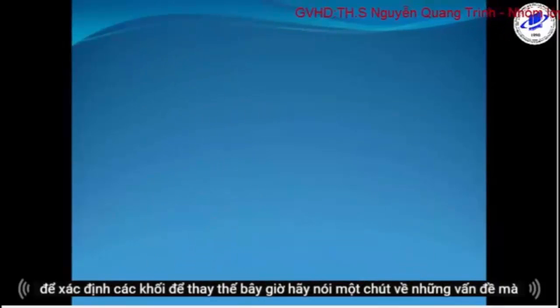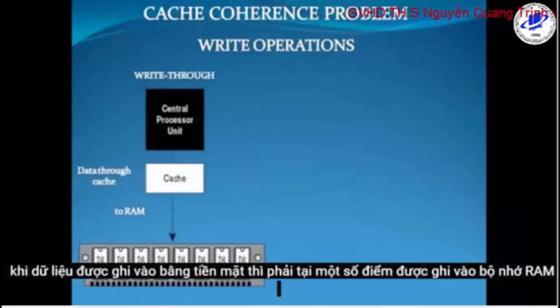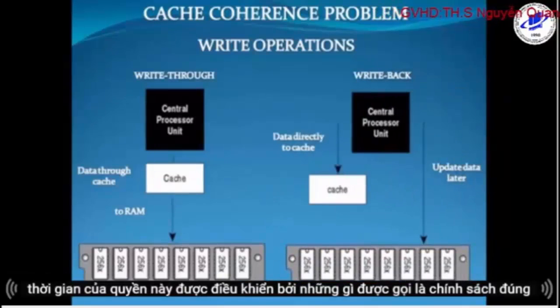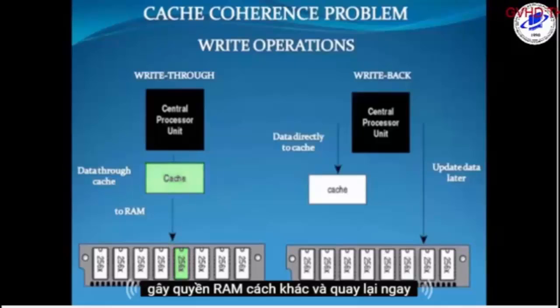Now let's talk a bit about the problems that occur. When data is written to the cache, it must at some point be written to the RAM as well. The timing of this write is controlled by what is known as the write policy. In a write-through cache policy, every write to the cache causes a write to the RAM.